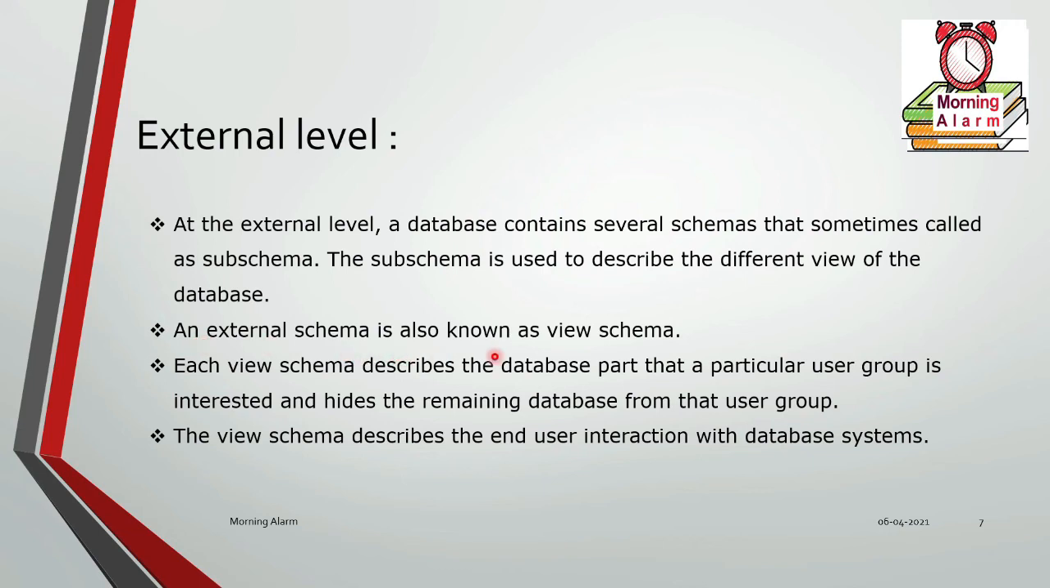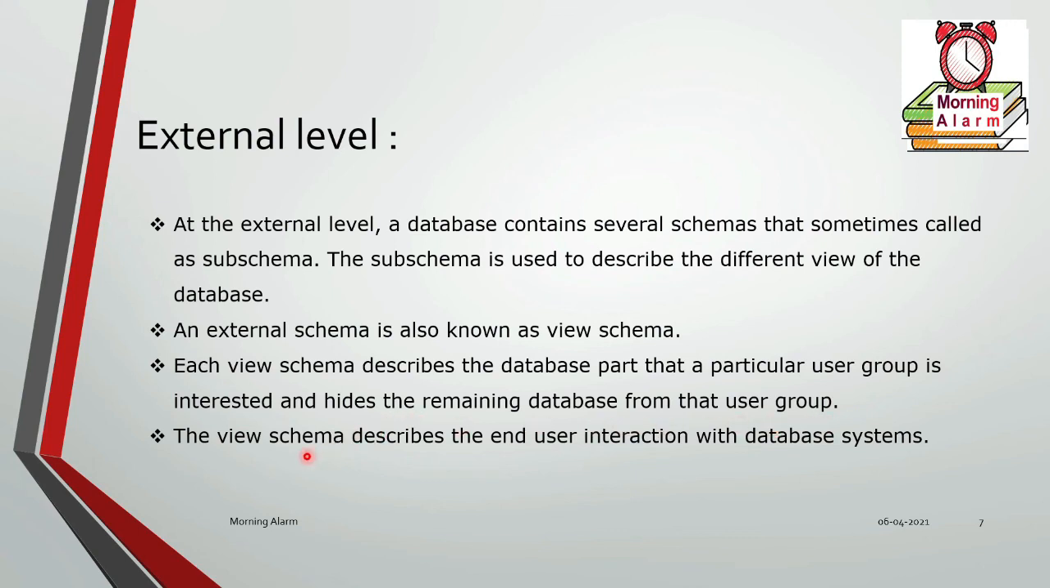An external schema is also known as the view schema. Since in the external level we can see the database in different types of views by using subschemas, the level is known as the view level or view schema. Each view schema describes the database part that a particular user group is interested in and hides the remaining database from the user group. If a user is interested in something, the external level is used to store that part only and hides the remaining database from the user group.